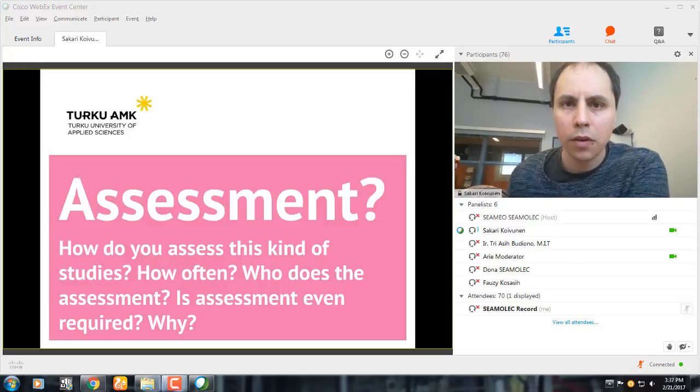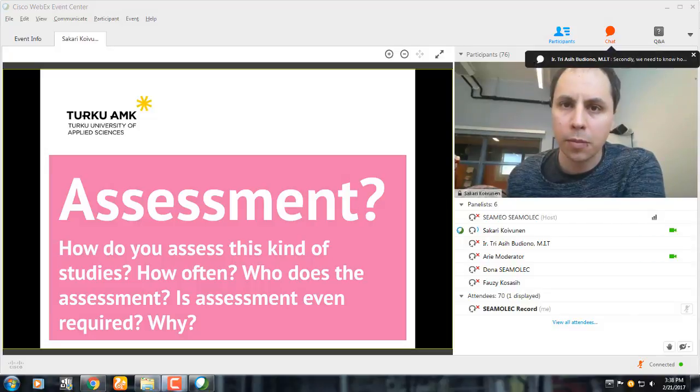And of course, this kind of big project is quite difficult to assess. So how often should we assess? Is it enough if we just give feedback for the students in the end, or should we have continuous assessment? And who is actually the correct person to do the assessment? Is it a self-assessment or team assessment by the students, or a teacher or a company, or who will be the right person to do the assessment? And one more question is, is the assessment actually even required?